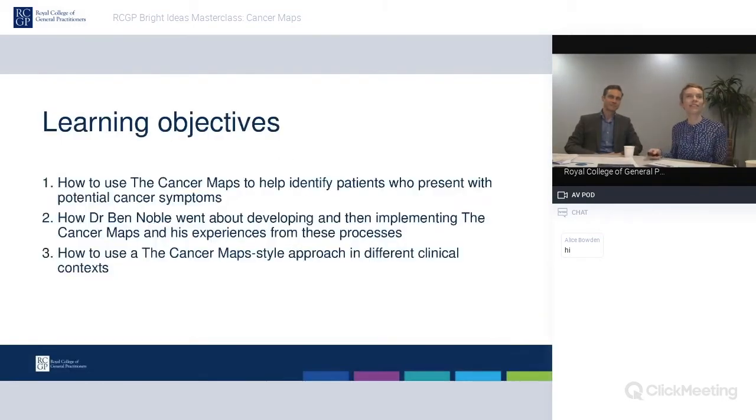So what are we going to be covering today? We're going to be talking about how to use the cancer maps and how we can use these to help us identify patients who present with potential cancer symptoms, and how Ben went on to develop and implement the cancer maps and what his experiences have been from doing this. And then we're also going to consider how to use the cancer map style approach in different clinical settings.